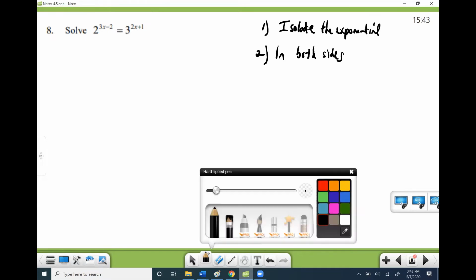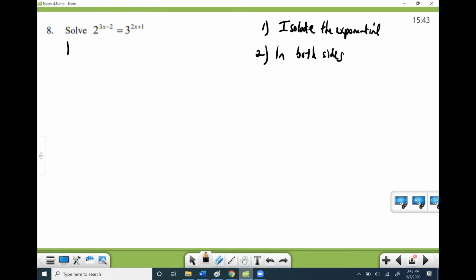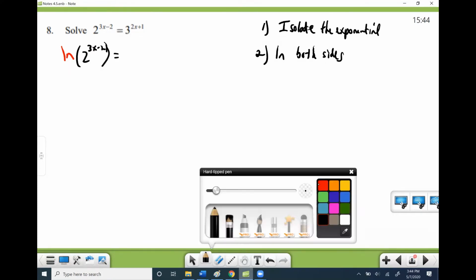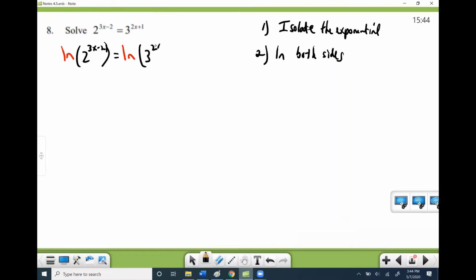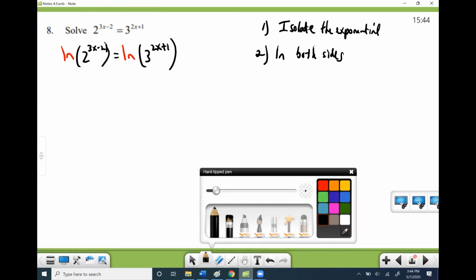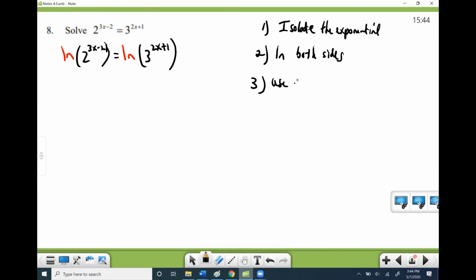So I'm going to take the natural log of 2 to the 3x minus 2, and then the natural log of 3 to the 2x plus 1. Okay. Step 3, use the power property. So we're going to go ahead and take those powers and move them down.